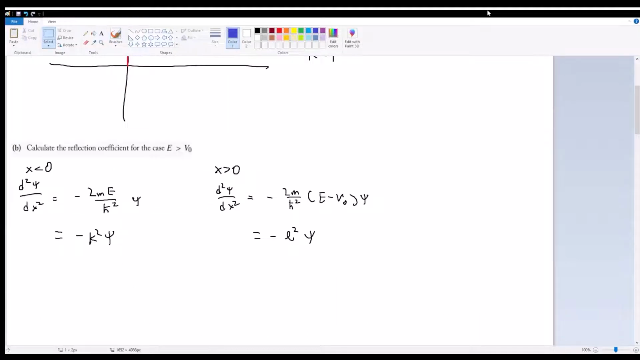Okay, so in part B, we're asked to do the exact same thing, except now E is greater than V naught.